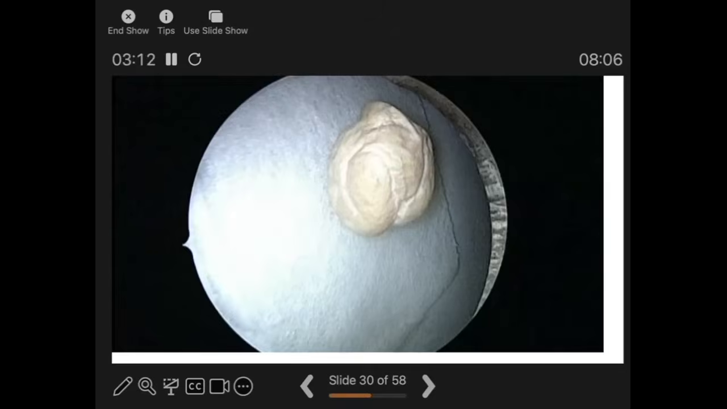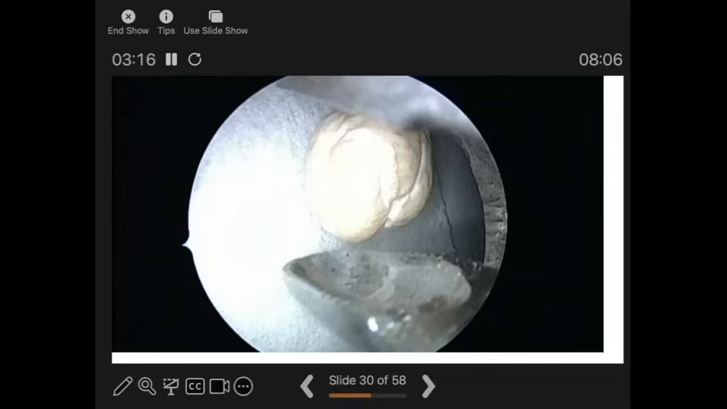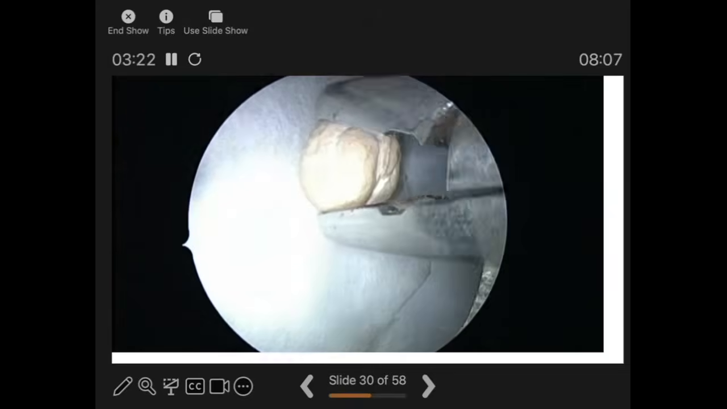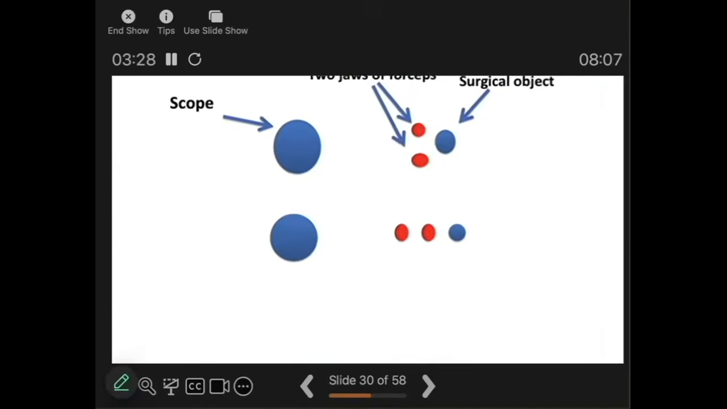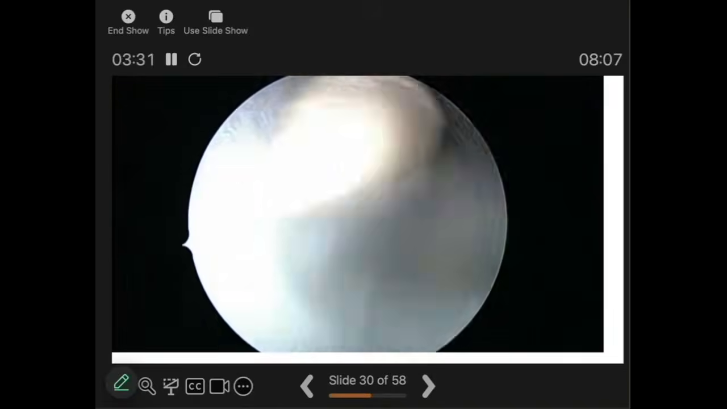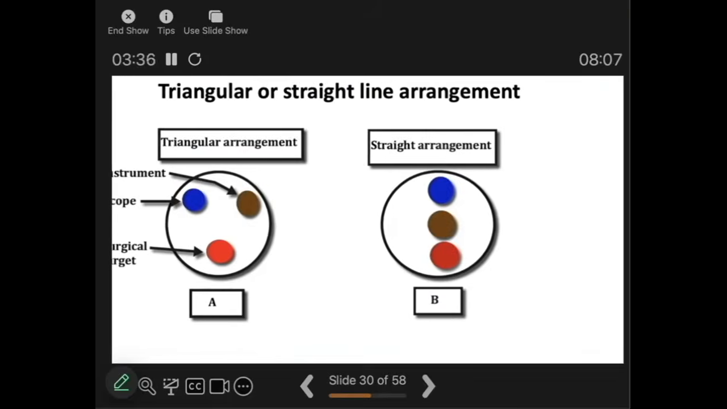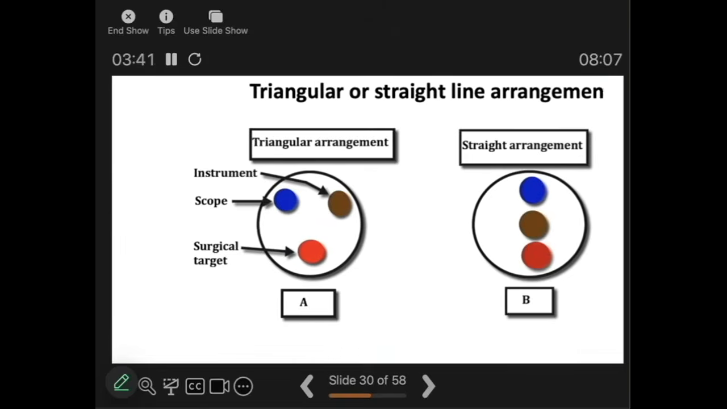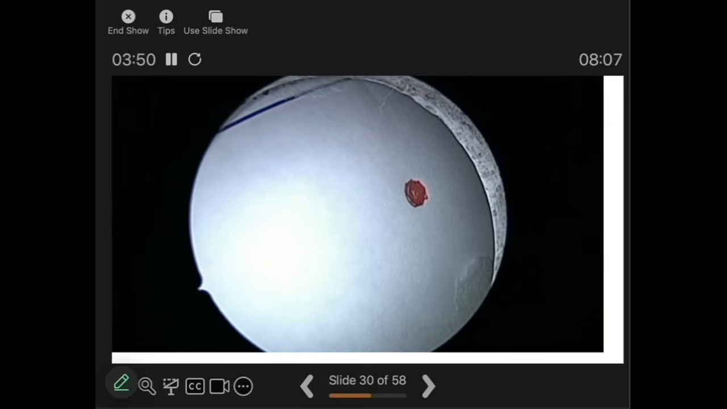Forceps, how to use them. Triangular arrangement of the two jaws, allowing both the jaws to be seen and the tissue in between. On the other hand, if a straight arrangement is done, then the distal jaw is not seen, the tissue is not seen. Again, triangular arrangement versus straight arrangement.